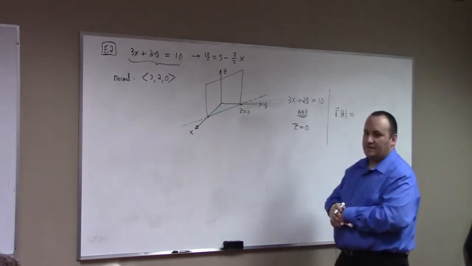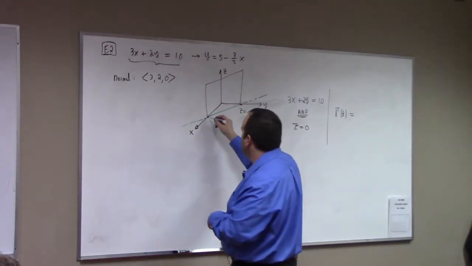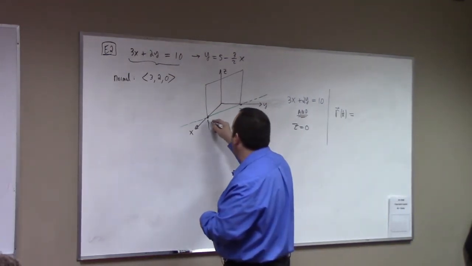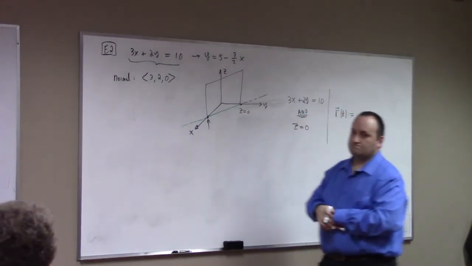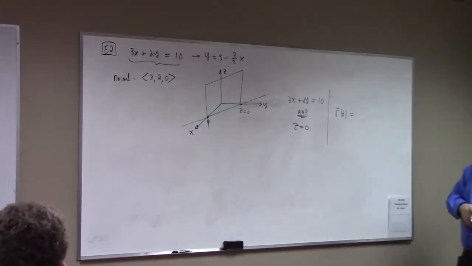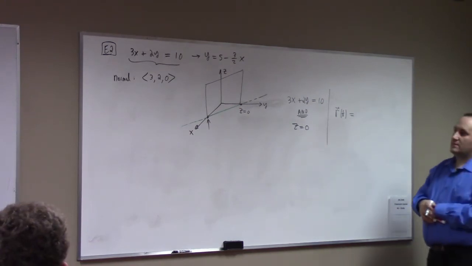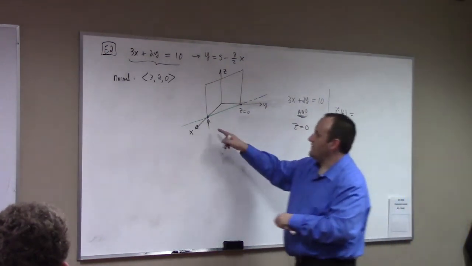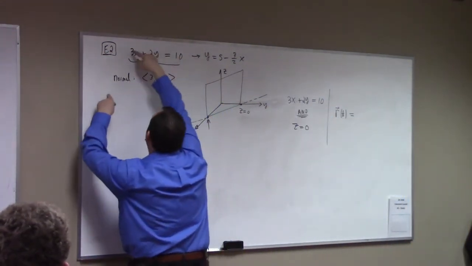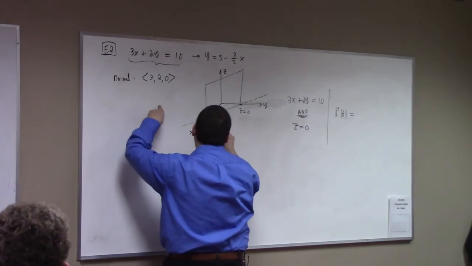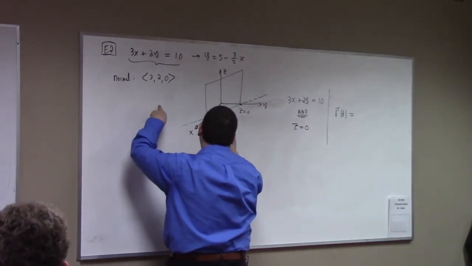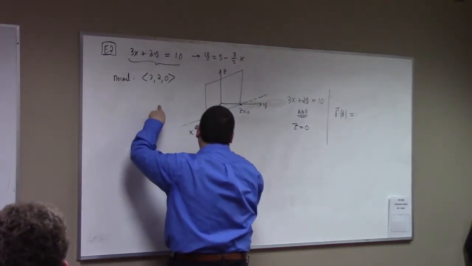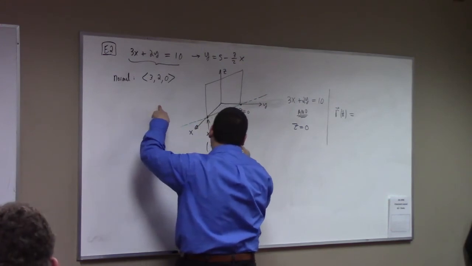Can you tell me a point on the line? Here, how about, what's this point right here? Can you tell me what that point is? 3. Now, how did you know x was 3 there? Y is equal to 0 there. If y equals 0, plug it in here, right? Yeah, x equals 10/3. So the point is actually 10/3, 0, 0.